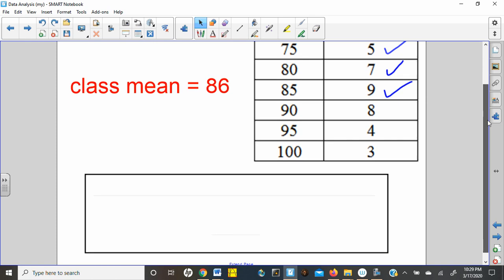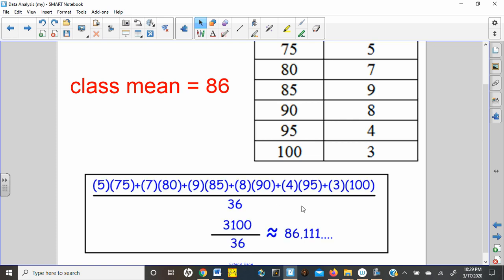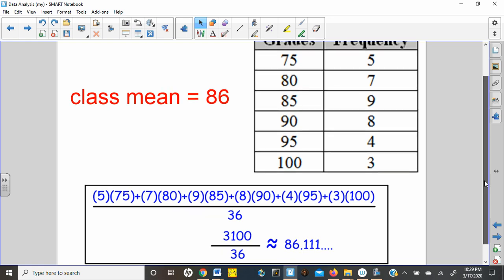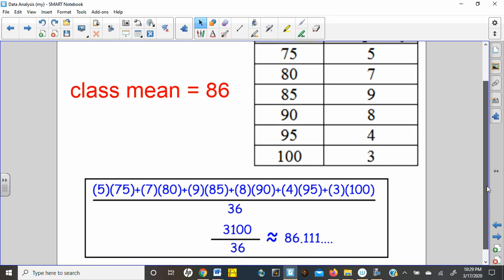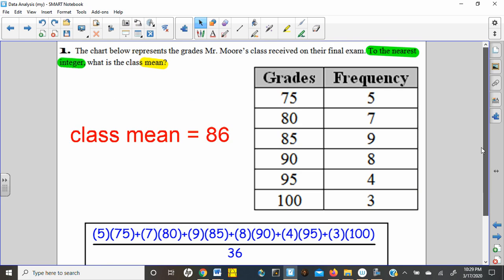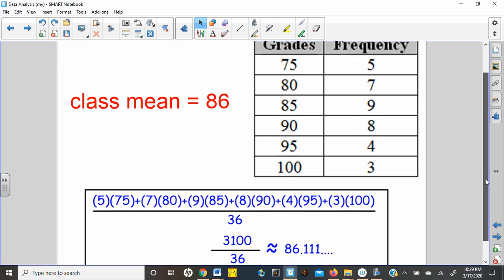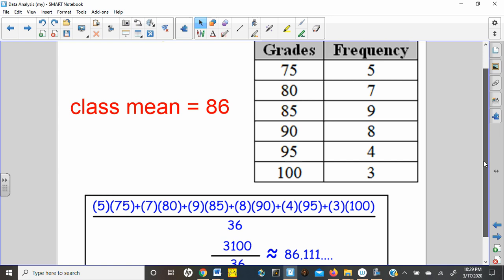What we really want to do is something more like this: 5 times 75, 7 times 80, 9 times 85, etc., etc. In all, there were 36 total scores, and when we divide 3100 by 36, we get 86.1 repeating. It did say to round to the nearest integer, so we'll take 86.111 to 86.